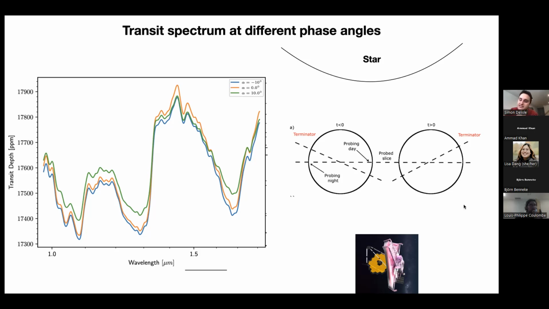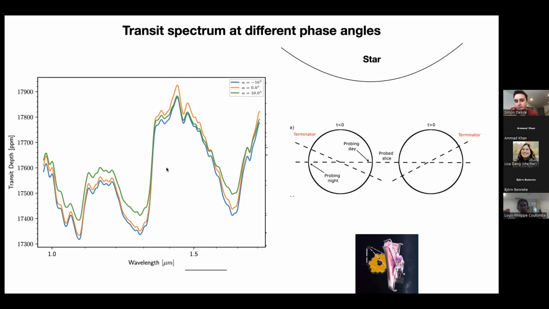And so in this case, when we have a high phase angle, we see more of the day side. And since the day side on the east is really, really hot, it just shifts all of the spectrum up, because an atmosphere that is more extended absorbs a lot more. So you get a shift towards more absorption as you see more and more of the east side.